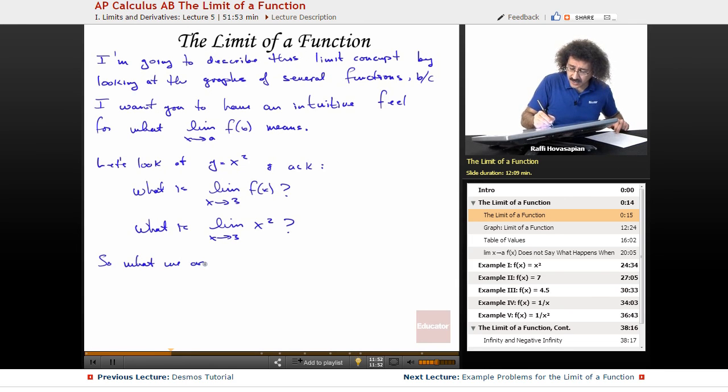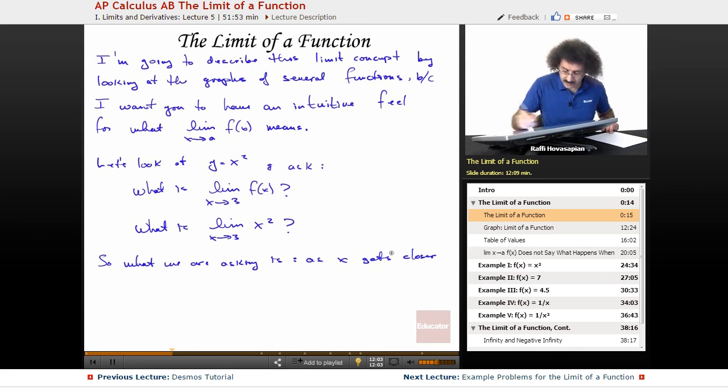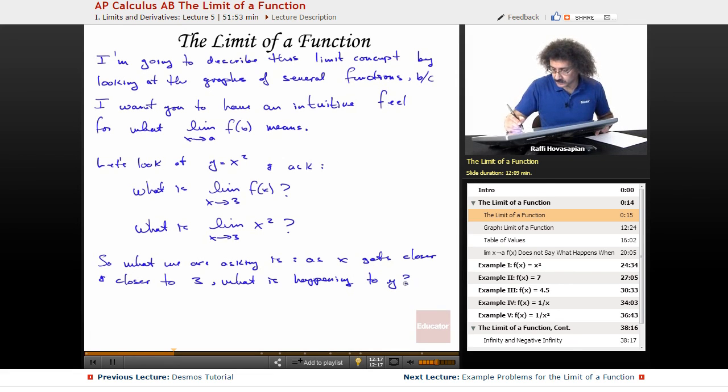So what we are asking is, as x gets closer and closer to 3, what is happening with y? What is happening to y? You know the answer already, but let's take a look at it.